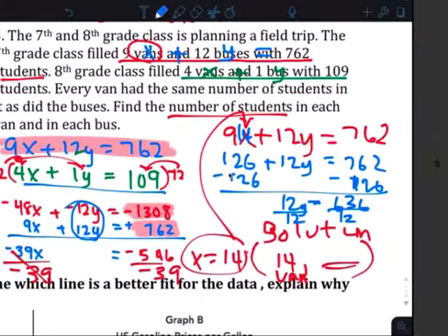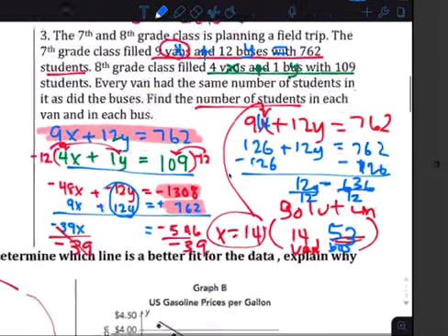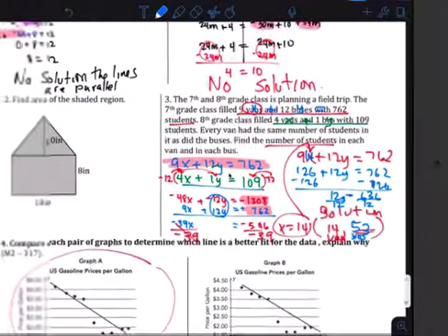Okay. Divide that by 12. You'll get 53 as an answer. So no matter what, you'll get y as 53, right? So the bus has 53 students. The van has 14 students.